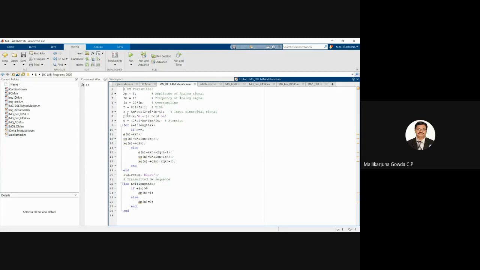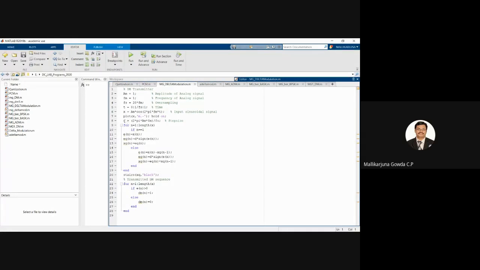I am defining the input sinusoidal signal, that is x is equal to AM into cosine of 2 pi FM t. AM is the magnitude or amplitude of the analog signal, and FM is the frequency, which is already defined. So I am plotting that analog signal.